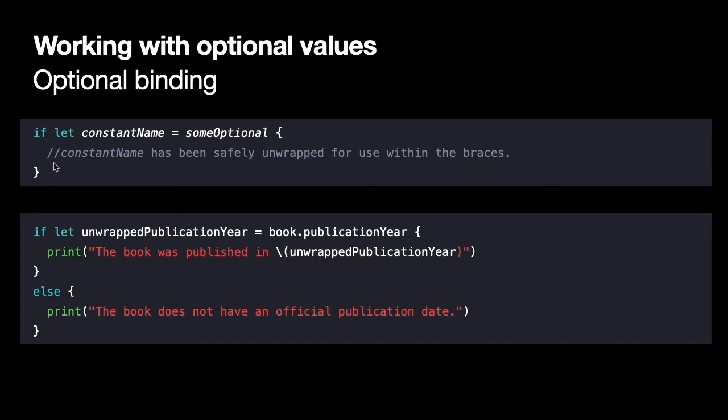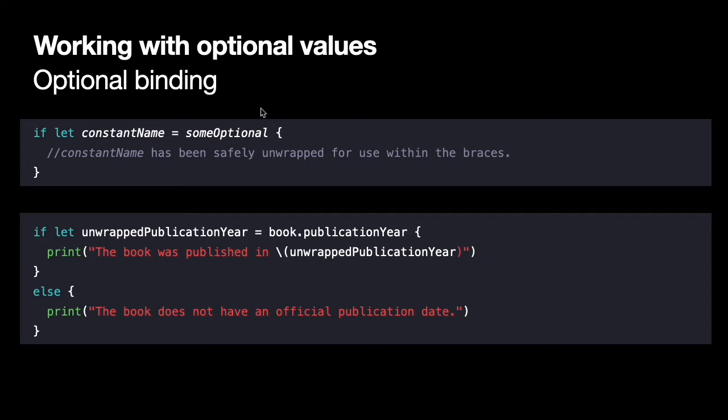This code example is the if-let syntax or optional binding. In this case, we have an optional and we use if-let to unwrap it into a non-optional. If this is successful, then this new name will be an unwrapped or non-optional constant and we will execute this code.